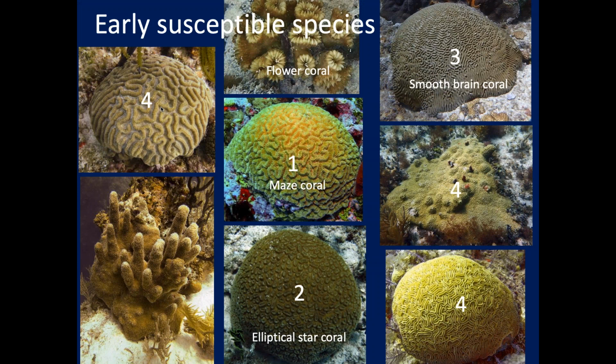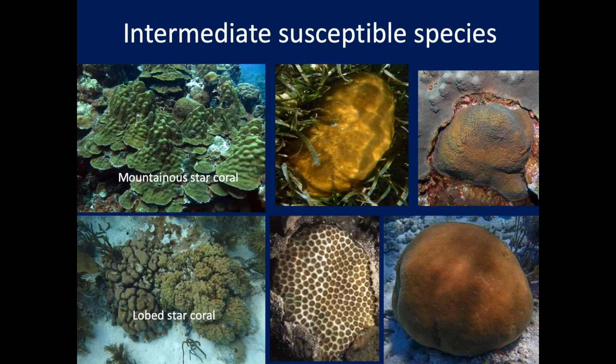The third very unique feature of this disease is the way that it spreads among susceptible species. The disease typically first manifests on corals in the family Meandrinidae, or maize coral, followed by elliptical star coral and flower coral, and then it spreads to the brain corals. After several months, when most of the early susceptible species have died, the longer-lived frame-building star corals start to show the signs of this disease. Many of these star corals will exhibit new lesions that continue to occur on individual colonies over several months to years, or until the coral dies.